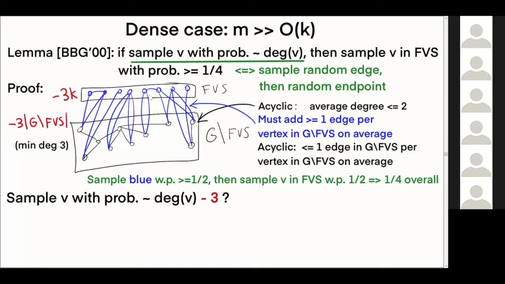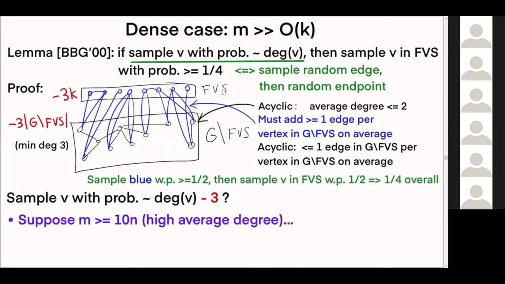So the total weight inside the FES drops by 3k, whereas the total weight of G minus FES drops by 3 times the number of vertices in here. Now, intuitively, this is very good for us if the size of G minus FES is much bigger than the size of FES, because in that case the total weight inside G minus FES decreases much faster than the total weight inside FES, which weights us in a good way, because we will be selecting a vertex in FES with higher probability. So that's intuitively why this weighting might help us.